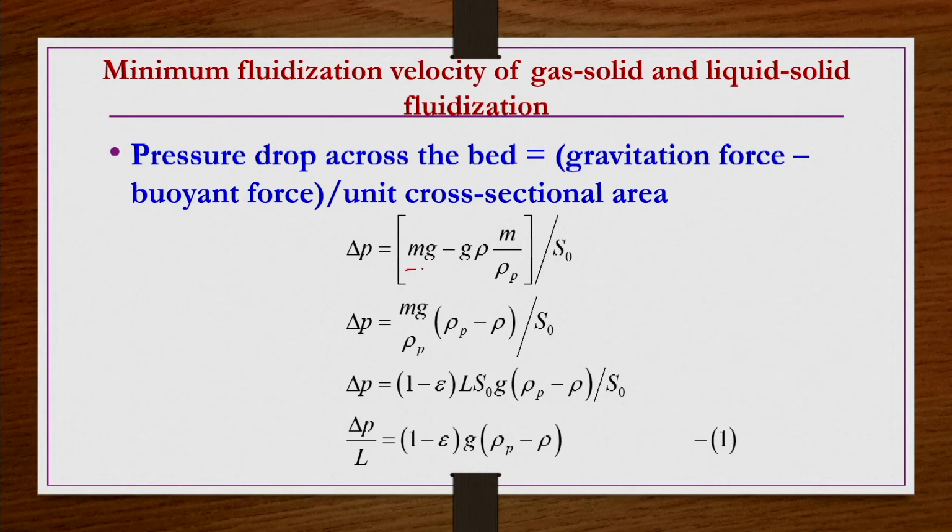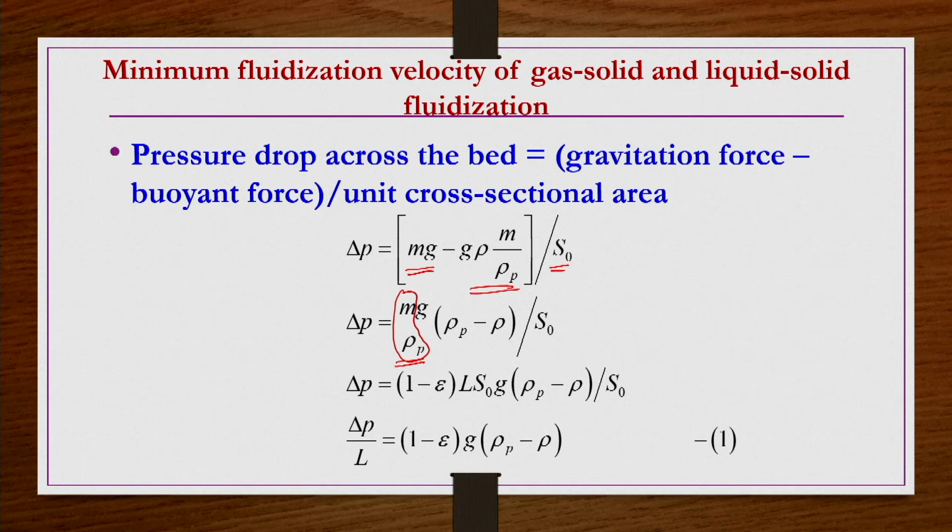Okay. So the pressure drop across the bed should be equated to the gravitational force minus the buoyant force per unit cross section area. So this is the gravity force, this is the buoyant force, divided by the cross section area S naught. From these two terms, if you take mg by rho p common, you get mg by rho p multiplied by (rho p minus rho) by S naught. Now, what is m by rho p? It is nothing but the volume of all the particles within the bed.